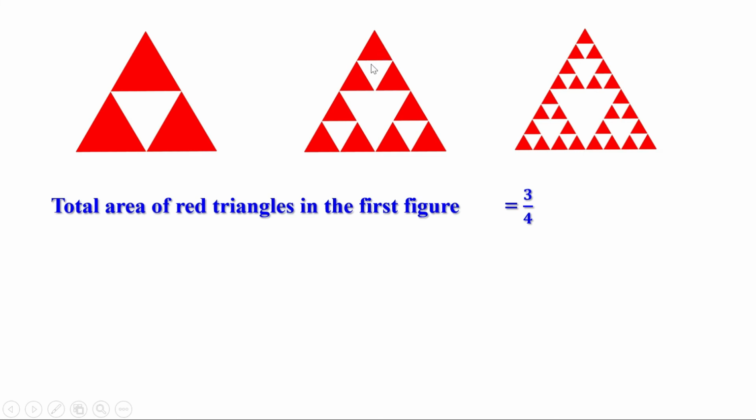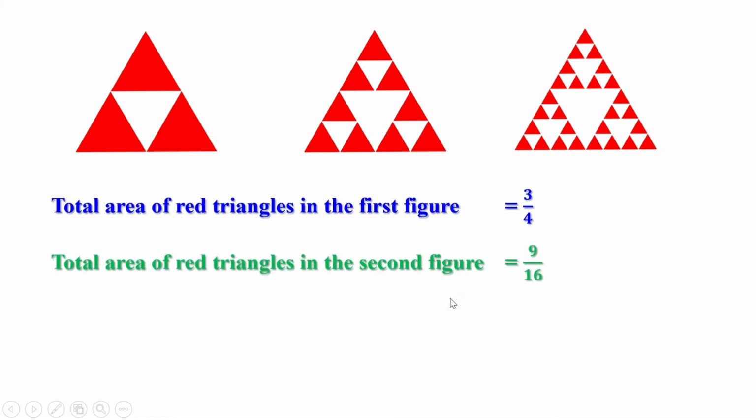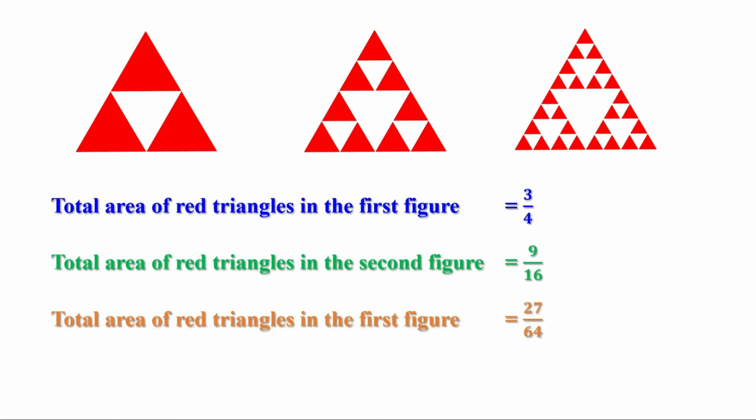Similarly, the area of one small triangle in the second figure is 1/16 and there are 9 red triangles. Therefore, the total area of red triangles in the second figure is 9/16. In the same way, the area of one red triangle in the third figure is 1/64 and there are 27 red triangles in the third figure. So the total area of red triangles in the third figure is 27/64.